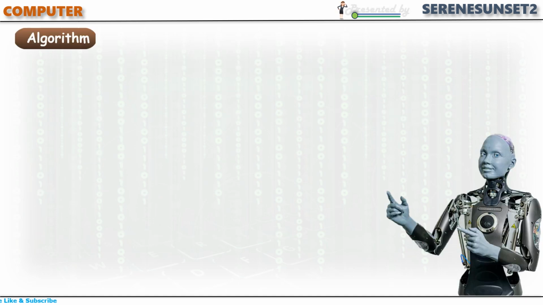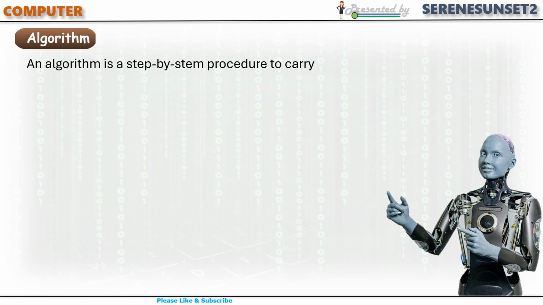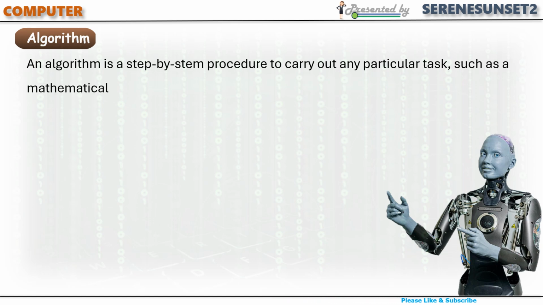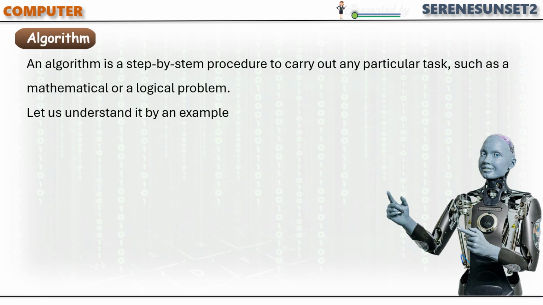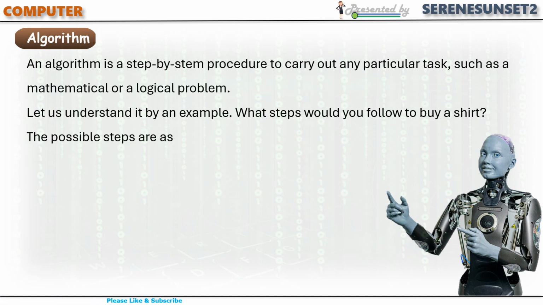Algorithm. An algorithm is a step-by-step procedure to carry out any particular task, such as a mathematical or a logical problem. Let us understand it by an example. What steps would you follow to buy a shirt? The possible steps are as follows.